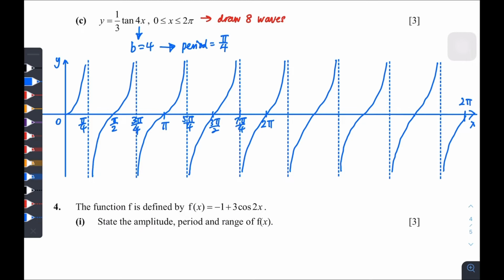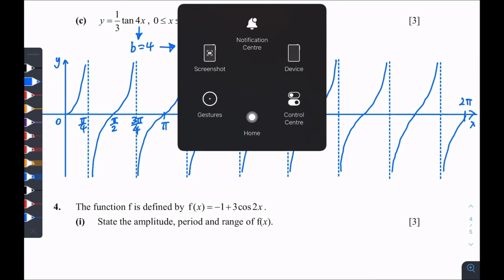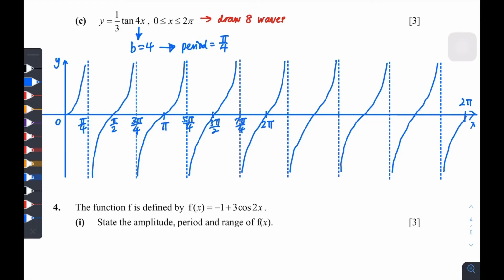That means how many waves am I drawing? Period is this. So this is 1 quarter, right? Okay, hold on. Okay, I think I made a mistake over here. Okay, let me go back to do this. Okay, sorry about the earlier mistake.